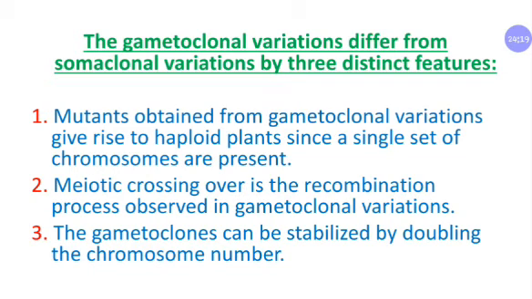Difference between a gametoclonal variation and a somaclonal variation. Mainly three differences. First, mutants obtained from gametoclonal variants give rise to haploid plants since a single set of chromosomes is present. In gametoclonal variations, meiotic crossing over is the recombination process. The gametoclones can be stabilized by doubling the chromosome number.